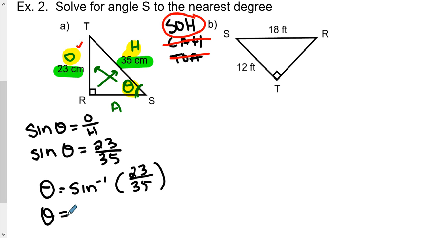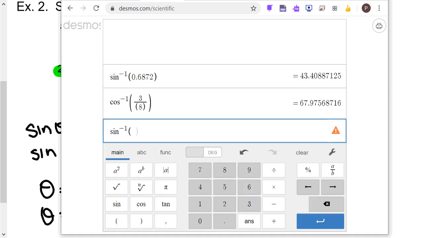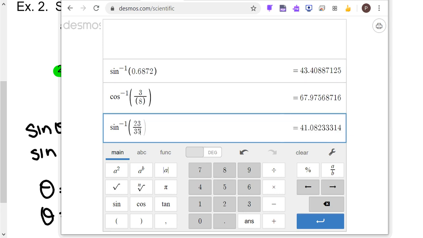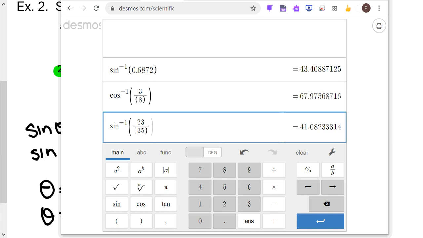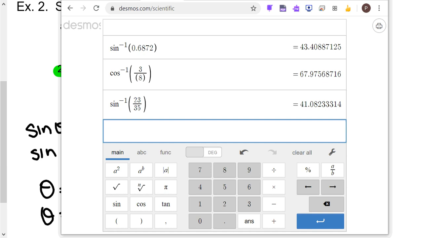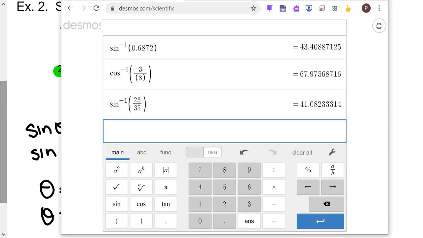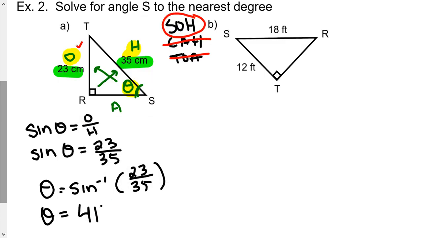This is where the calculator comes in. I take the inverse sine of 23 divided by 35, right? If you want to find that ratio as a decimal first, if that helps, you're welcome to do that. 41.08. So let's call that 41.1. Oh, to the nearest degree, sorry, 41. So the angle that creates that relationship between the opposite and the hypotenuse is 41 degrees.